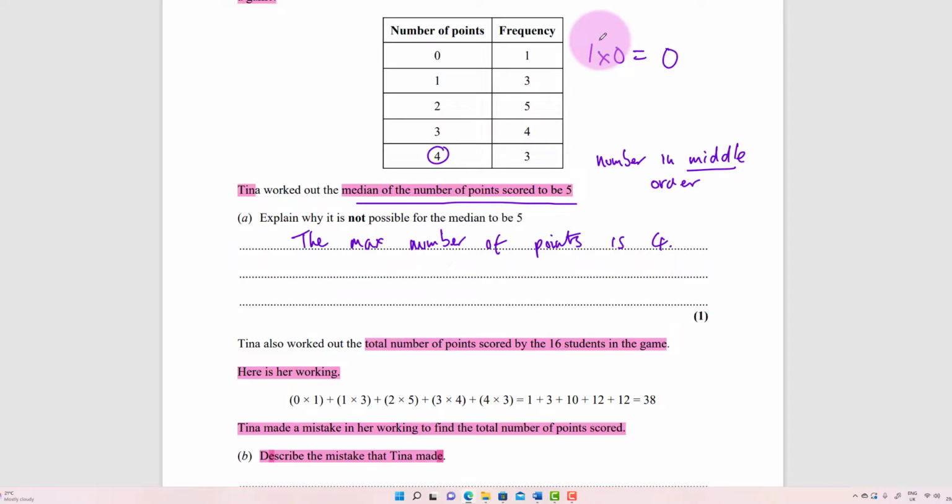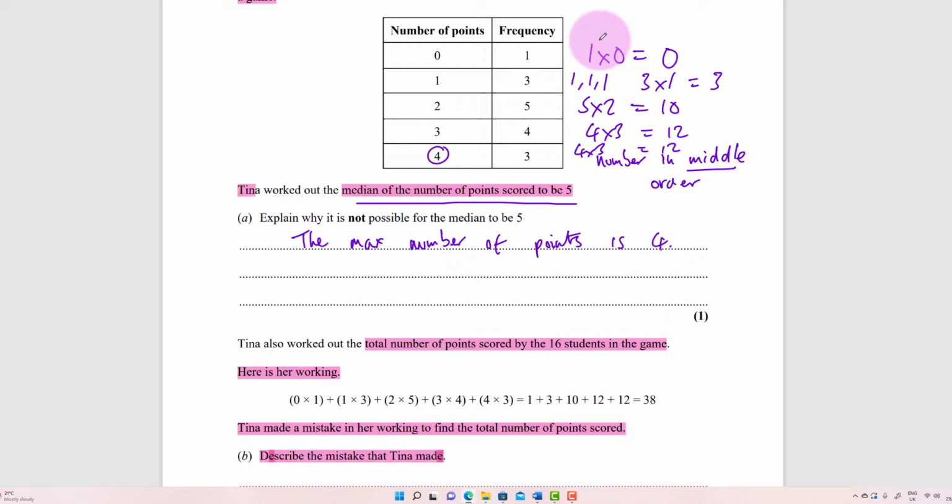3 people got 1 point. So obviously imagine that's 1 point, 1 point and 1 point. That's why we do the whole 3 times 1. That's 3 points here. This will be 5 times 2 because 5 people score 2 points. That's 10. 4 times 3, that's 12. And 4 times 3 here, again, that's 12.